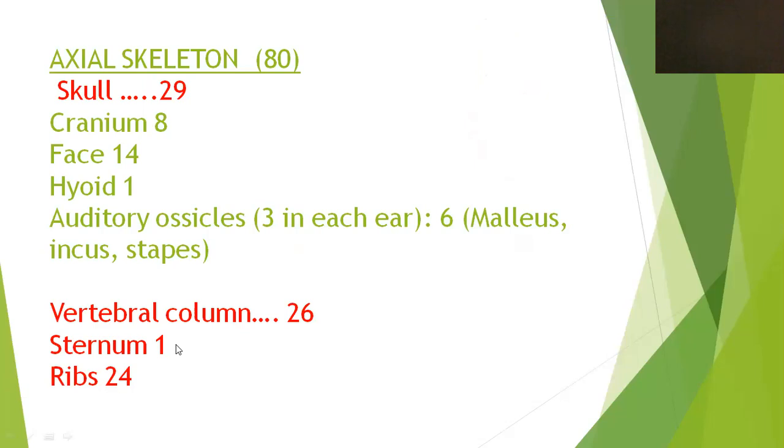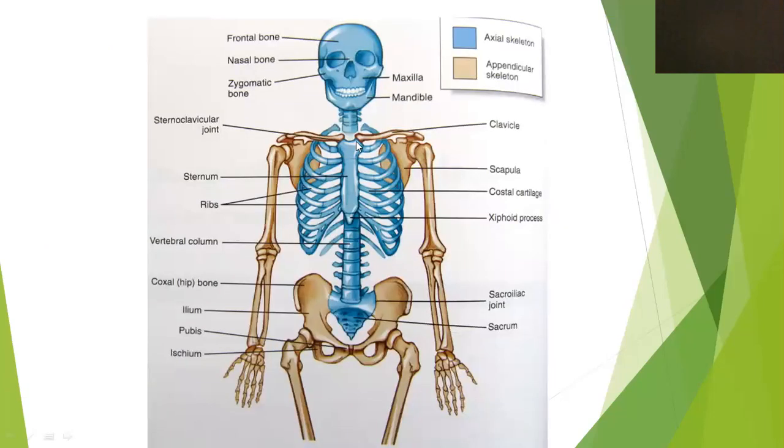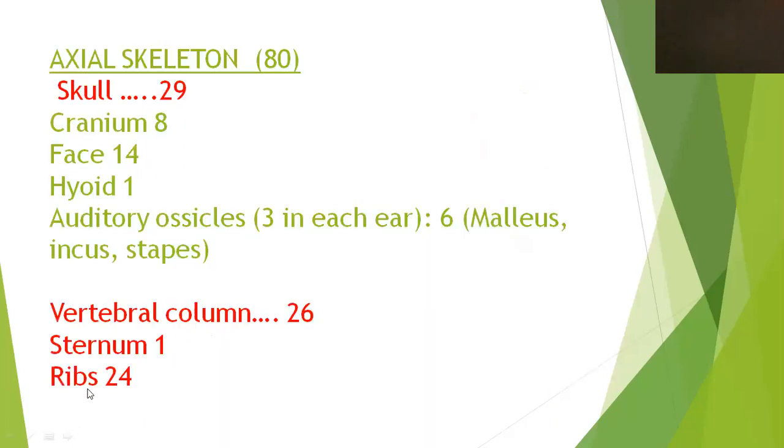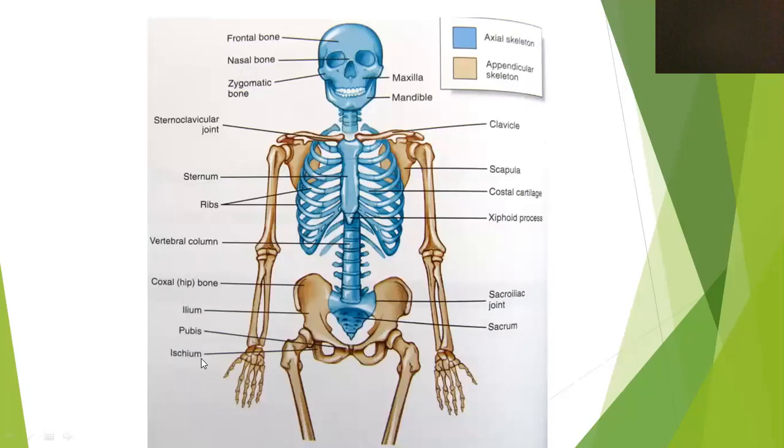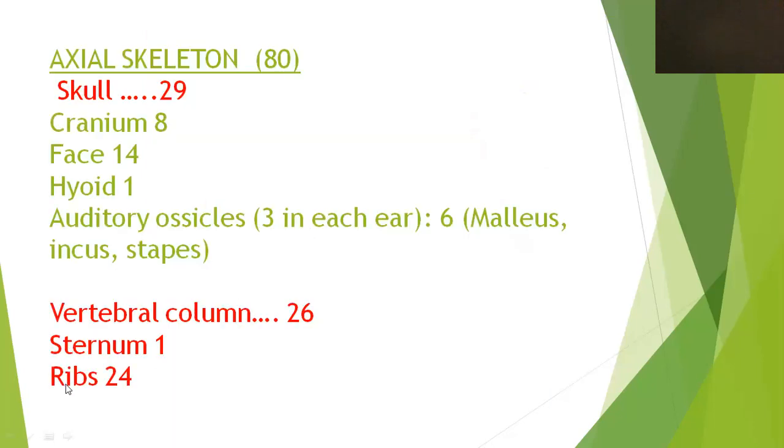Then sternum. What is that sternum? See, this bony piece. This flat bone in the anterior part of the thorax is the sternum. We'll discuss the details of the sternum later. Then ribs. We have 12 pairs of ribs. Right side we have 12 ribs, left side also 12 ribs. That means 24 ribs.